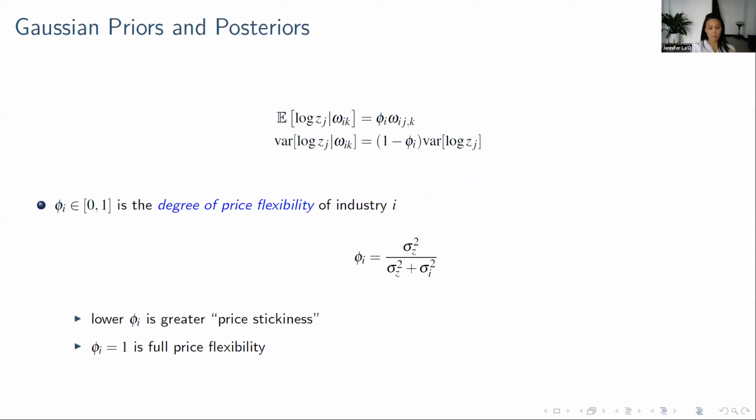So now, given that we can't implement the first best, what is the best we can do with monetary policy? And here, think of theta I as being our degree of price flexibility. It's essentially this kind of signal to noise ratio of these firms. So if they know the state perfectly, theta I is equal to 1, and you have full price flexibility. If theta I is low, you have price stickiness.